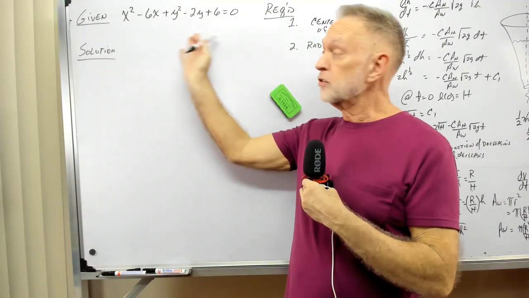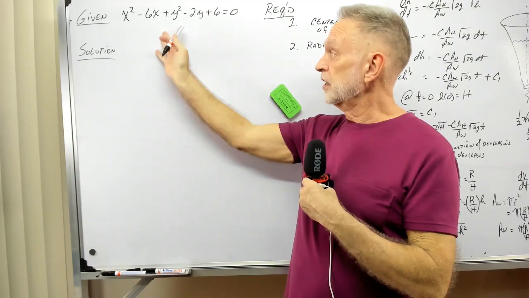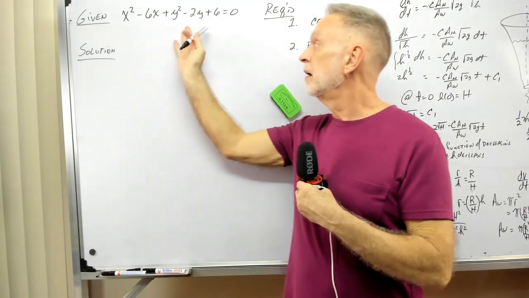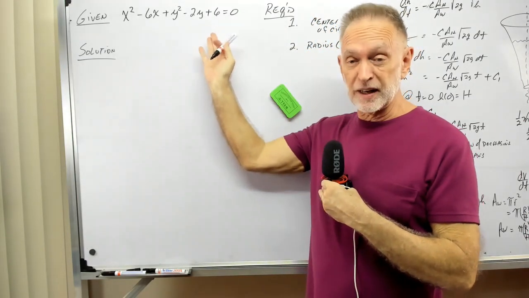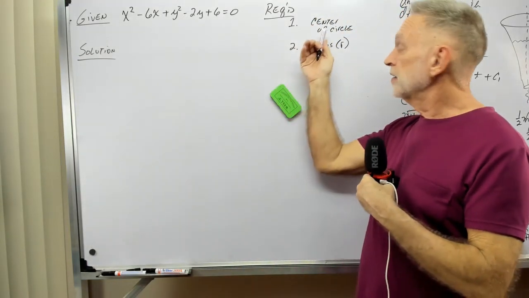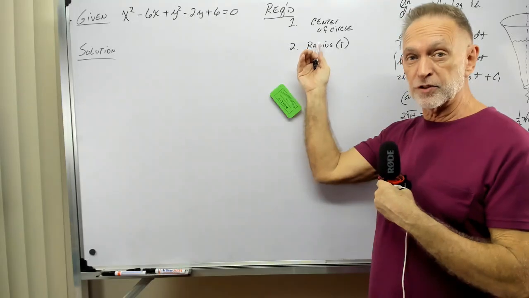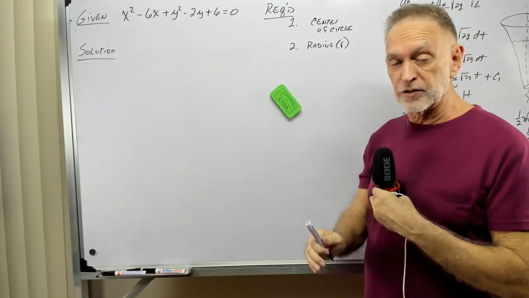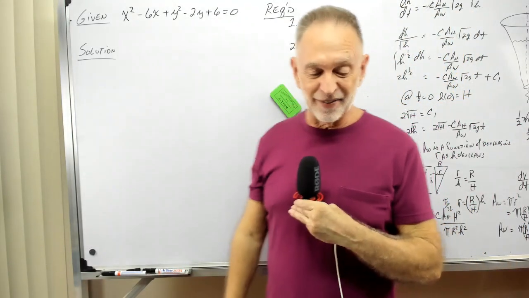Specifically, we're given this equation, x squared minus 6x plus y squared minus 2y plus 6 equals 0, and we're asked to find the center of the circle it represents and its radius. Whoa, let's get after it.